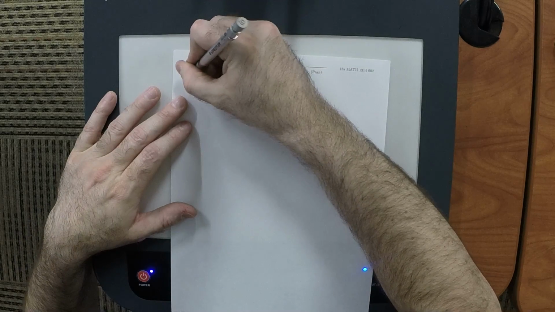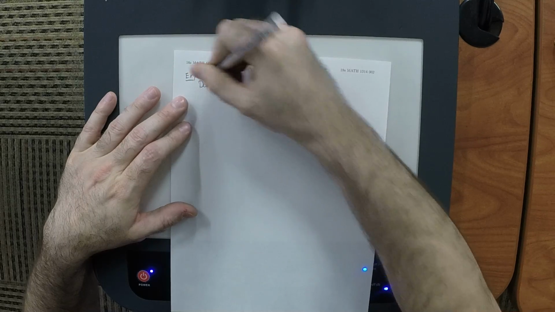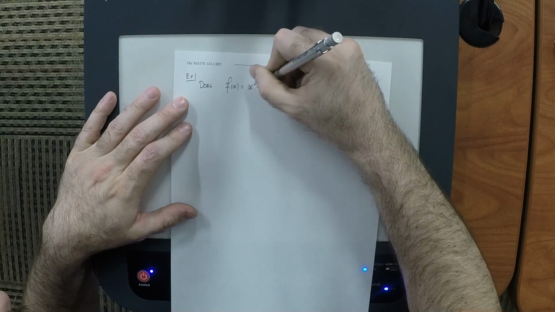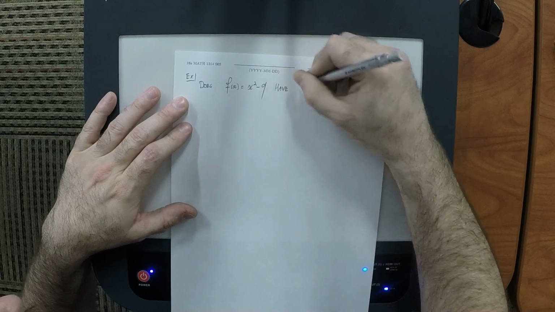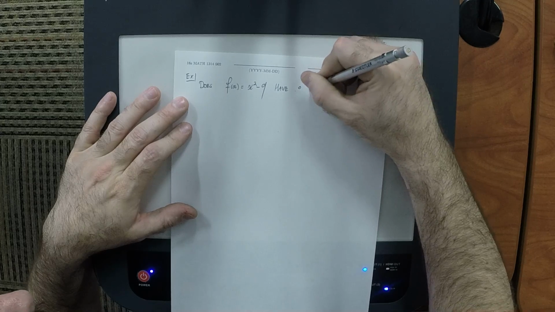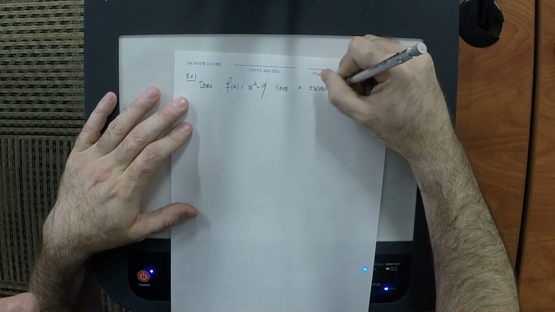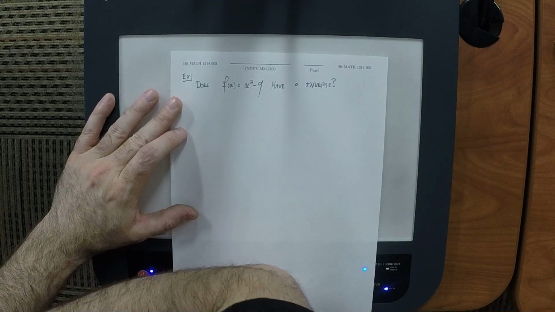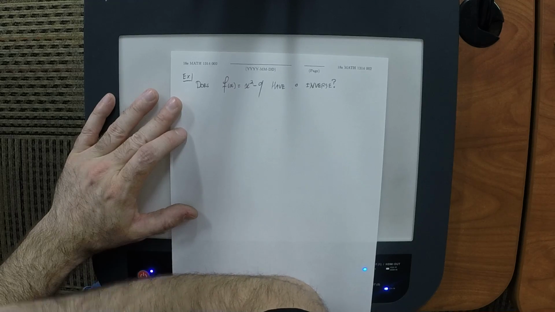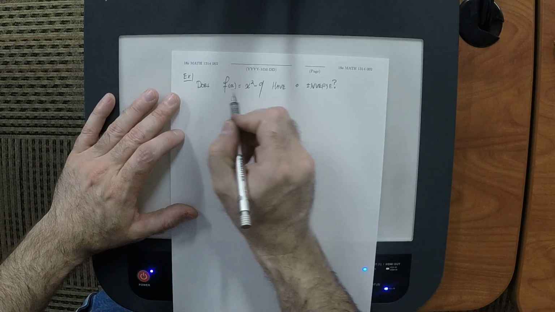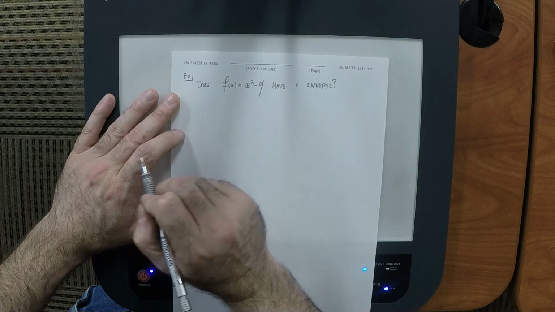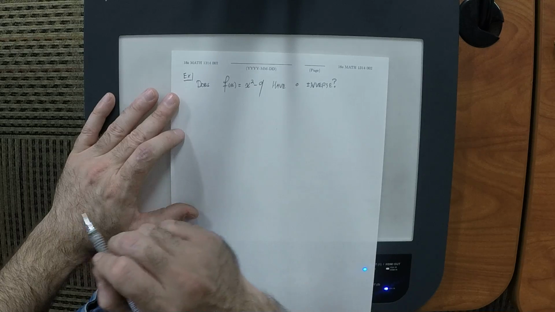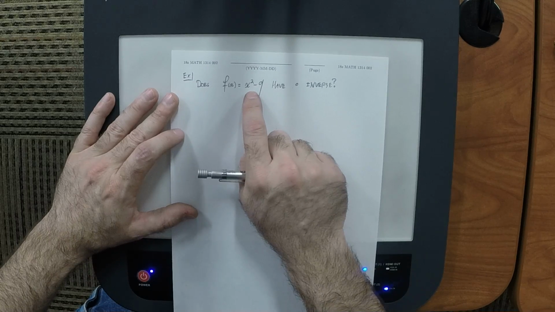Okay, so does f of x equal to x squared minus 9 have a compositional inverse? No, it doesn't. Okay, why not? In particular, what's the domain of f? All reals, right? Because the domain was not specified, the domain is the natural domain of that quadratic, which is all reals.